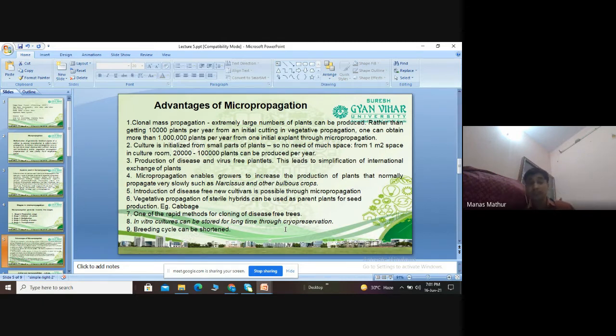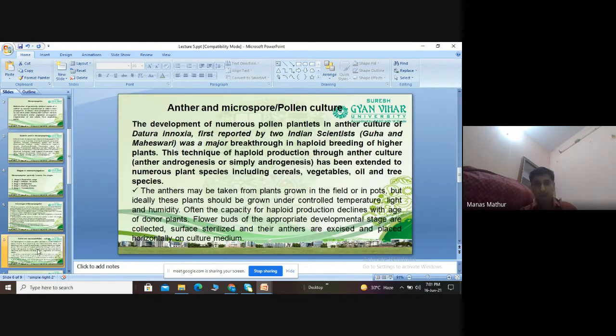Last point, the breeding cycle can be shortened. For a conventional breeder, it will take around 15 to 20 years to develop a variety. But using this plant biotechnology technique, micropropagation, we can develop a large number of plants within 1 year, irrespective of their climate. That is the main advantage of micropropagation. That's why we are focusing on this.